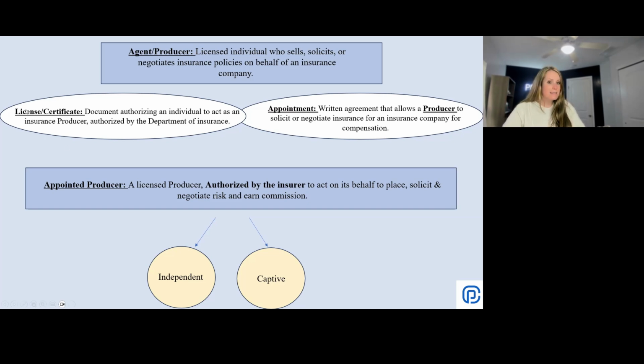When you are an agent or a producer, two things need to happen. You need to get licensed and you need to get an appointment. Those are two key things you want to look out for on the exam. So not only do you need to get your license, right, which is what all of you are doing, you're studying to pass the exam, apply for your license, right? Once you start working, you're then going to need to get appointed, or get your appointment, which is that written agreement that will allow a producer to solicit or negotiate insurance for an insurance company in return for compensation.